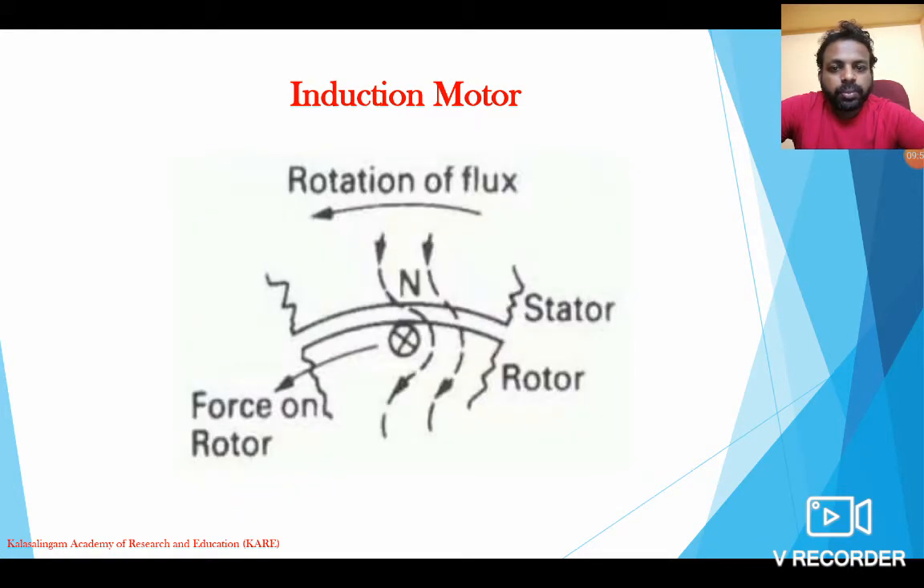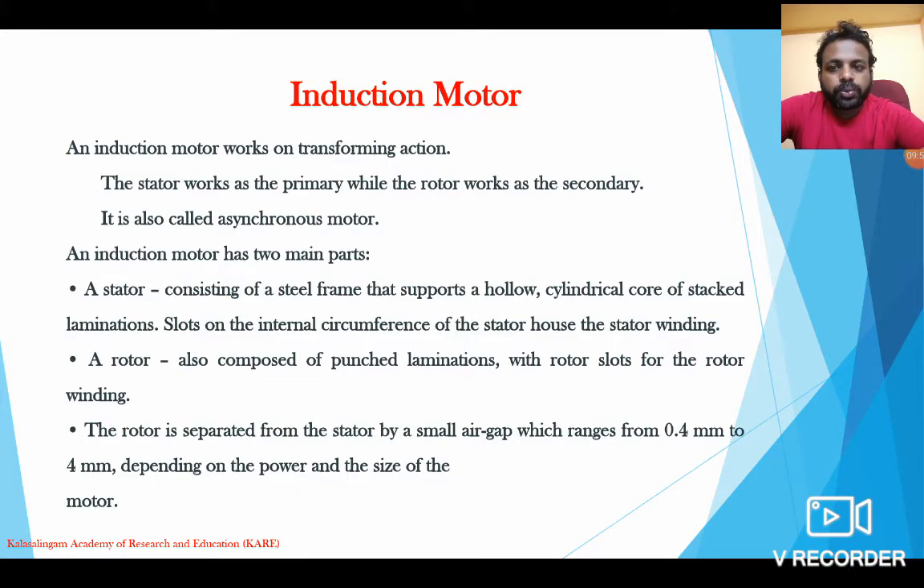So these are some images related to induction motor. The induction motor works on transforming action. The stator works as a primary while the rotor works as a secondary. It is also called an asynchronous motor. Why is it called an asynchronous motor? Because the speed of the rotor is not equal to the speed of rotation of the magnetic flux. Right, I just repeat again.